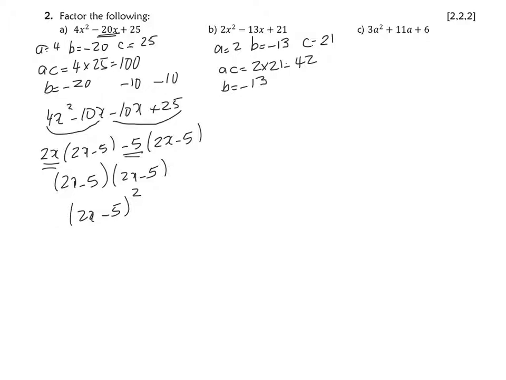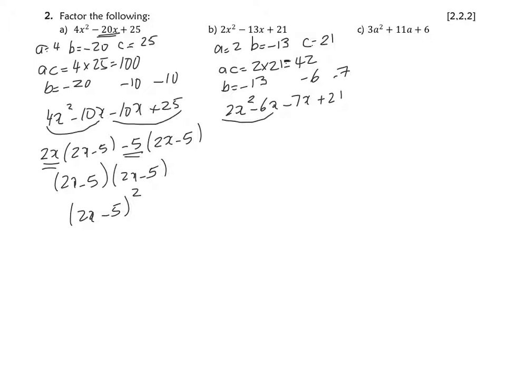Find two numbers whose product is 42 and whose sum is negative 13. Those two numbers are negative 6 and negative 7. Negative 6 times negative 7 is 42. Negative 6 plus negative 7 is negative 13. So I can decompose the original one as 2x squared minus 6x minus 7x plus 21. Remember, I can also write it as 2x squared minus 7x minus 6x plus 21. The final answer is the same.